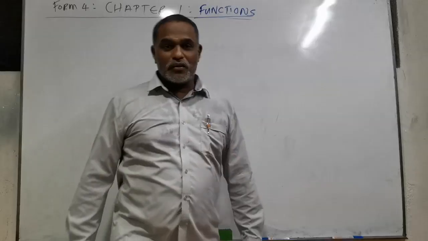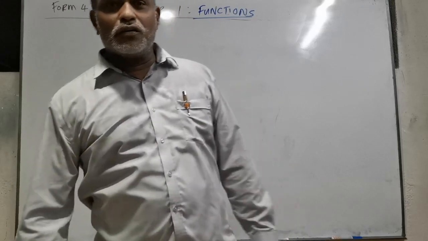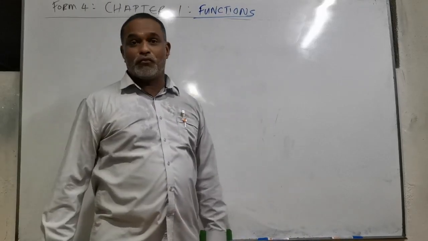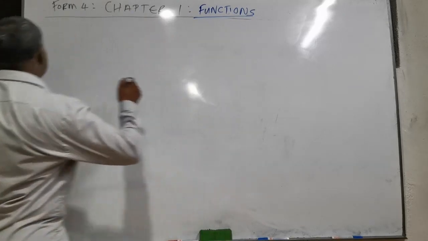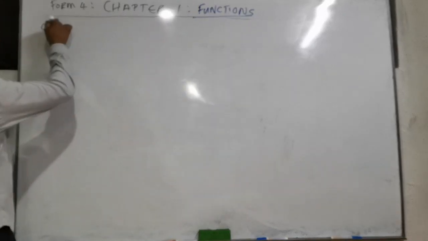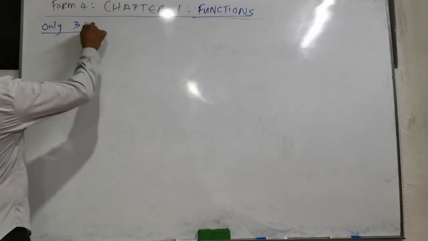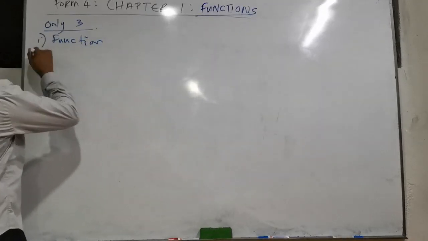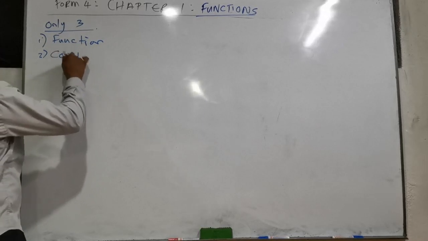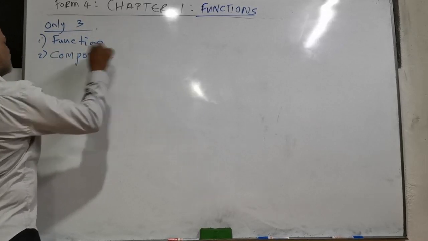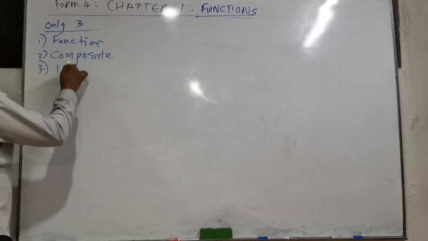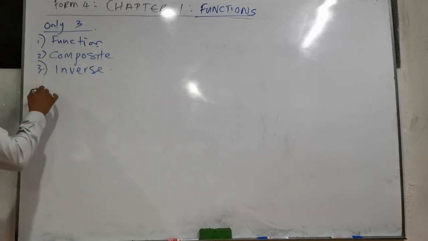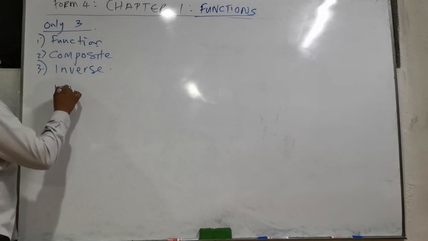Good evening. Today I'm going to do advanced chapter 1 Form 4, that is called function. Okay, so today I start. This chapter has only 3 aspects. First aspect is called function. Second we call composite function. Third we call inverse. So only 3 aspects under this topic.